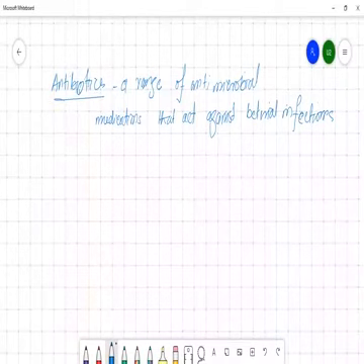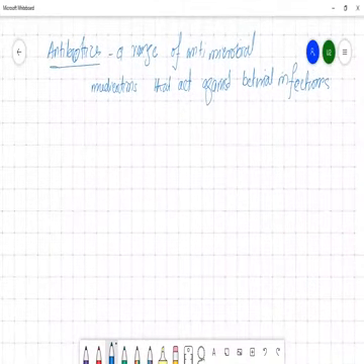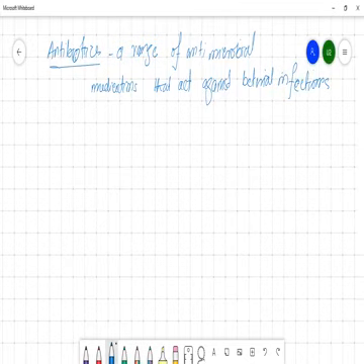And I hope that I'm audible and the screen is visible. I'll be talking to the point. Okay. Now coming to classification of antibiotics.